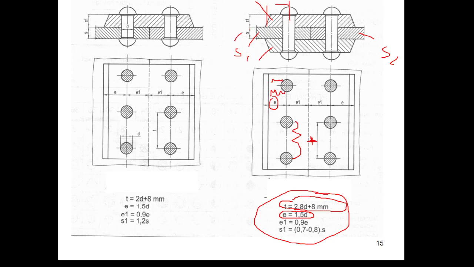S is the sheet metal thickness. S1 is the thickness of the gusset plate. Thickness of the gusset plate is recommended as equal to 70% or 80% of the thickness of the sheet, 0.7 or 0.8 times the thickness of the sheet. Yes. Shall you learn these numbers by heart? No. But be aware that you need to obey these recommendations, otherwise you may have undesirable tearings.